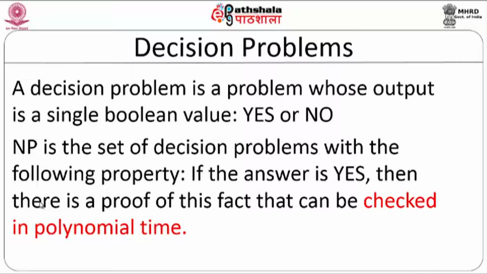The prerequisite for the discussion is the need for decision problems. A decision problem is a problem whose output is a single Boolean value, yes or no, and if that is the case, then we say that NP is a set of decision problems with the following property: if the answer is yes, then there is a proof that can be verified in polynomial time.